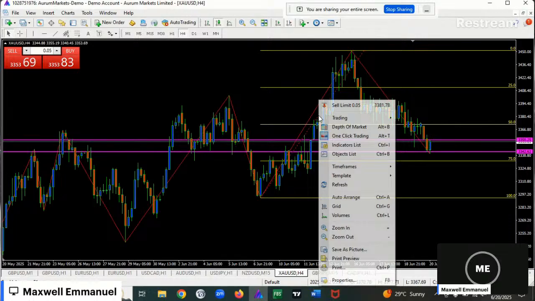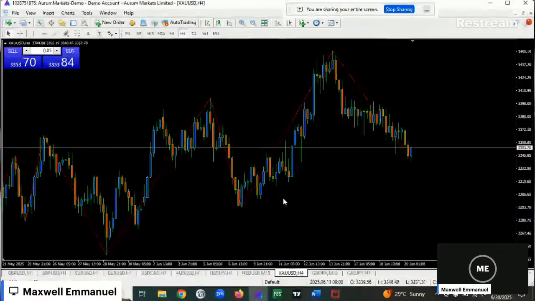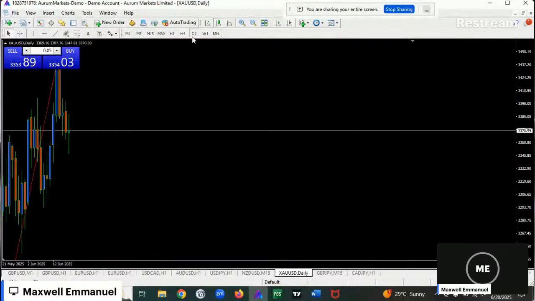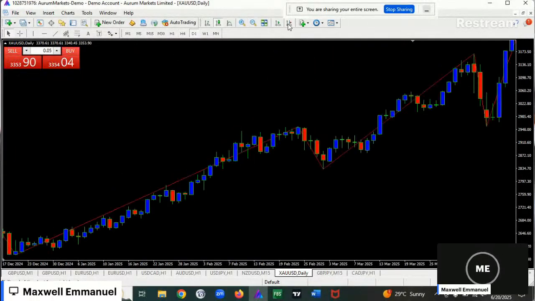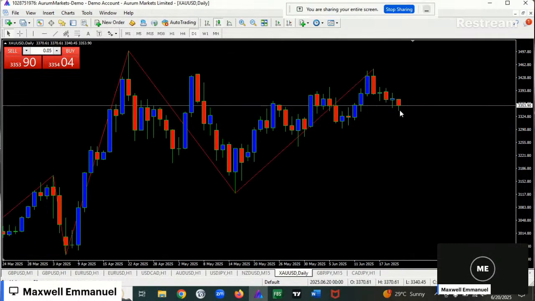Why am I considering buying gold now? This is 4 hour. Let's start with the daily time frame. You can see yesterday's candle closed as a spinning bottom, which indicates a change in trend from bearish to bullish. It closed as a spinning bottom, and we had a fair value gap here also.